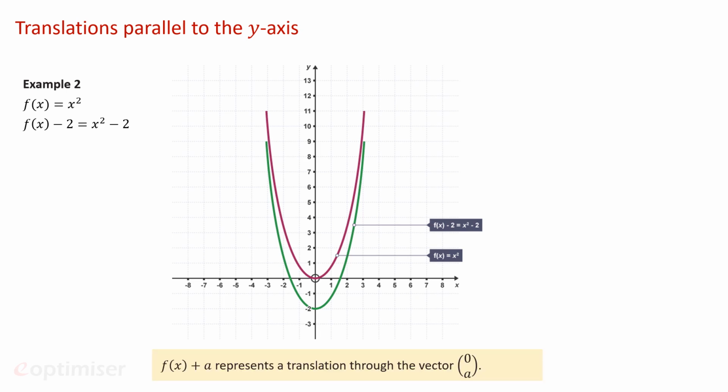So f(x) plus a represents the translation through a vector (0, a). So 0 in the x direction and a in the y direction. In this case, it's going to be (0, -2). a is going to be minus 2.